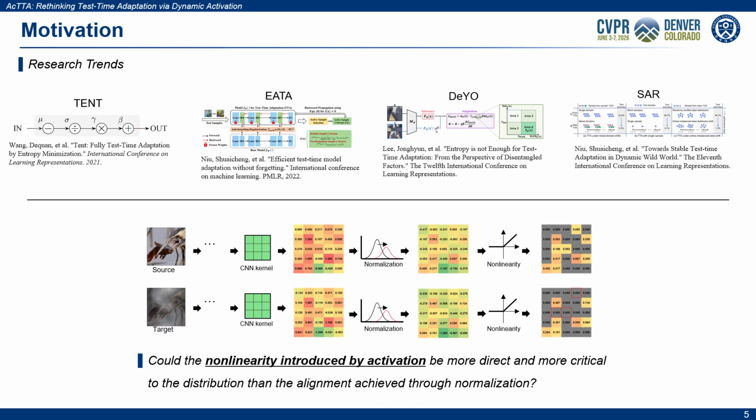Most recent works focus on normalization, but normalization only recenters and rescales features. The component that actually decides how features respond, the nonlinearity, is left completely fixed. So we ask, could the nonlinearity introduced by the activation be a more direct and more critical lever for handling distribution shift than normalization alignment?